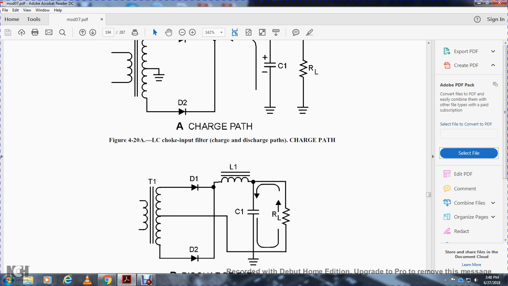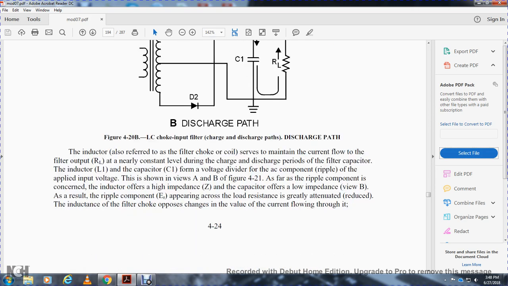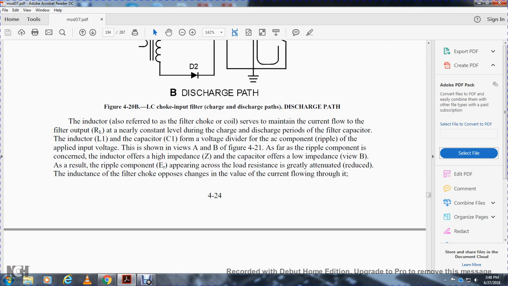Transformer T1 winding, center tap, D1, D2, inductor, load resistance, capacitor C1, discharge path. The inductor, also referred to as the filter choke or coil, serves to maintain the current flow through the filter output and the load resistance at a nearly constant level during the charge and discharge periods of the filter capacitor.